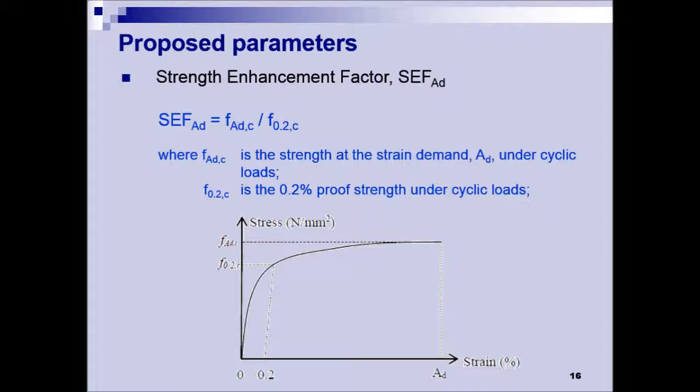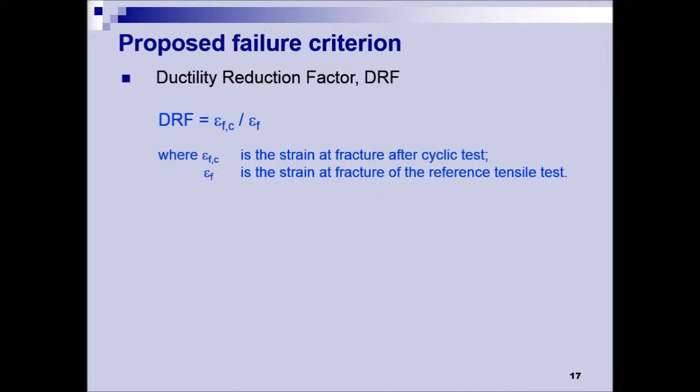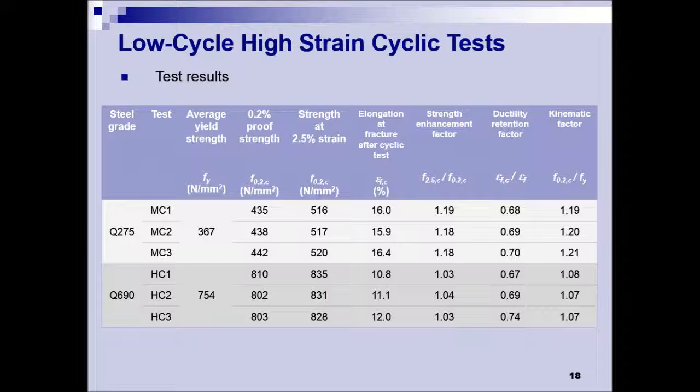We have introduced 2 parameters to identify the failure criteria. One is the strength enhancement factor. This is a ratio of the strength at the strain demand and the 0.2% strength under cyclic loads. The other one is the ductility reduction factor. This is a ratio of the strain at fracture after cyclic test and the strain at fracture of the reference tensile test. The test results are summarized in the following table.